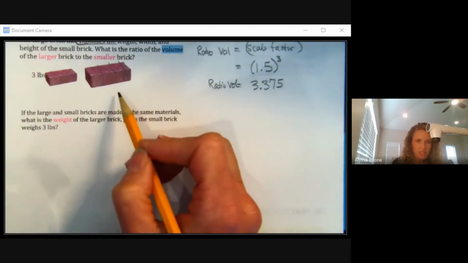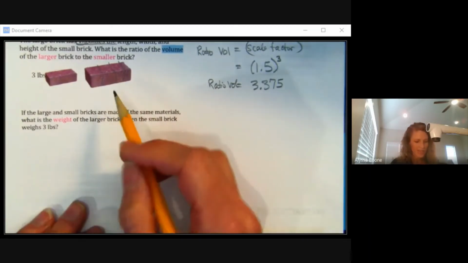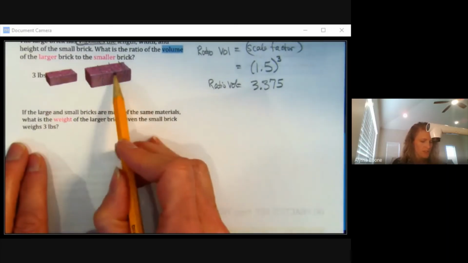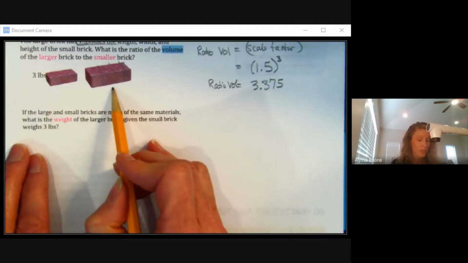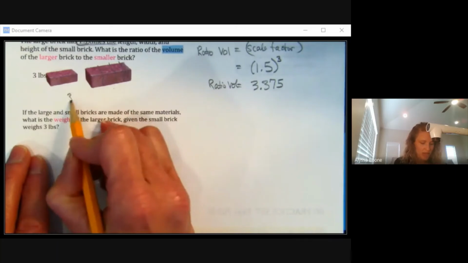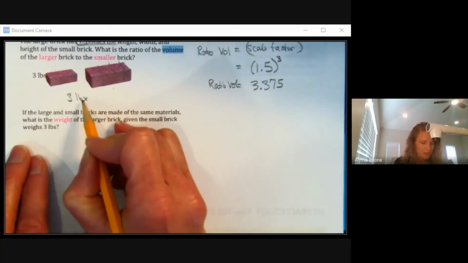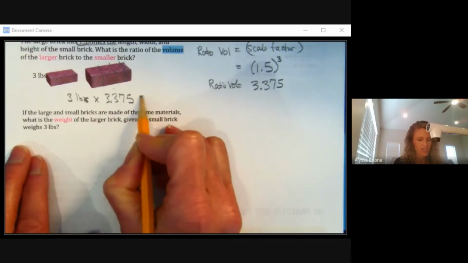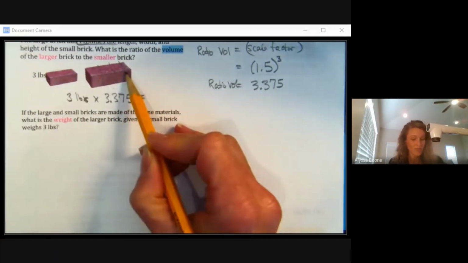So that leads us to an important question. How would we use that information? Well, how heavy is this brick? It says it's 3 pounds. So shouldn't this brick be 3.375 times heavier? Yes. So if we take 3 pounds times 3.375, because it says 3.375 times more volume.